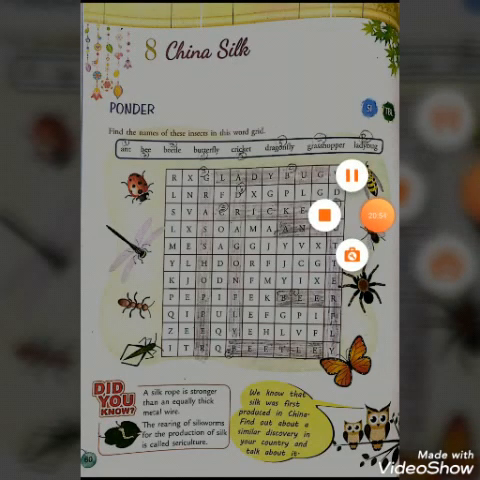Now this was your vocabulary, perfect vocabulary, which is given in your lesson 8, China Silk, and we have completed all the exercises. Please do it in your textbook. I hope you all will do your homework. Please do it and learn it also.